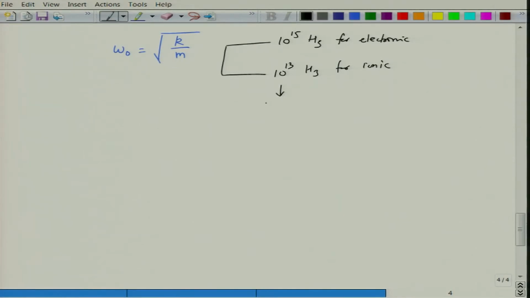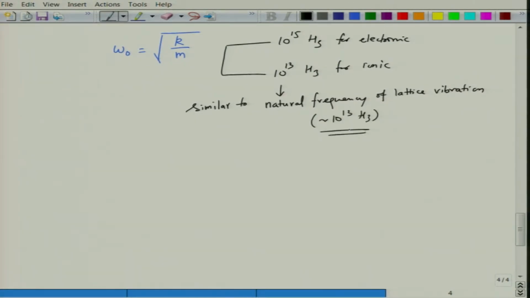Okay. Another thing you notice is that the frequency here for ionic polarization is about 13 hertz, which is similar to the natural frequency of vibrations, right. Natural frequency of lattice vibrations. So ions vibrating means the lattice is vibrating, right. So, this is about 13 hertz for lattice vibration. So, basically this shows that whatever we have done is fairly right.